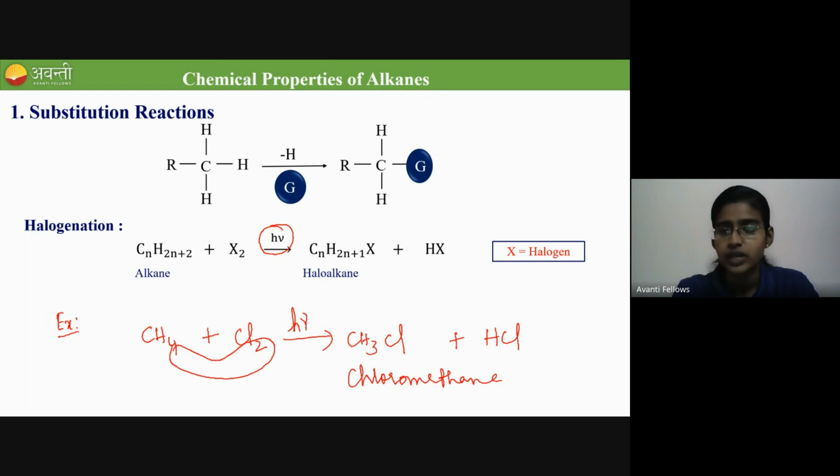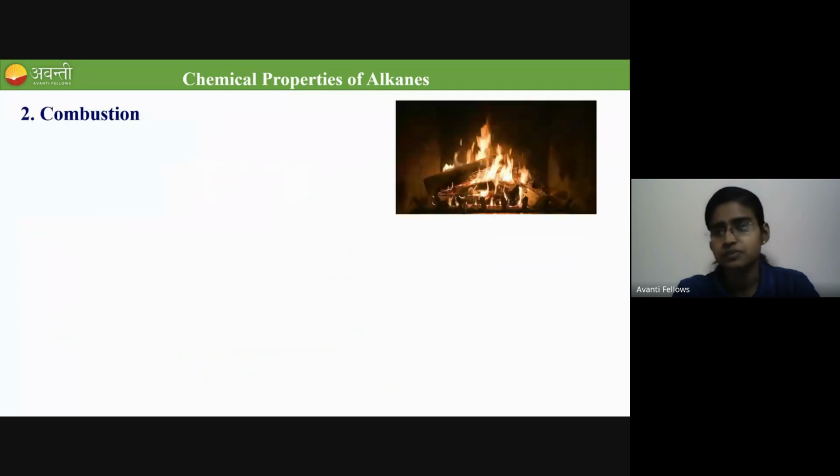Okay, so the second reaction is combustion. What is meant by combustion? Heating a compound in presence of oxygen is called combustion. Now we are studying alkanes, so alkane is the compound. We are going to heat this alkane in presence of oxygen.